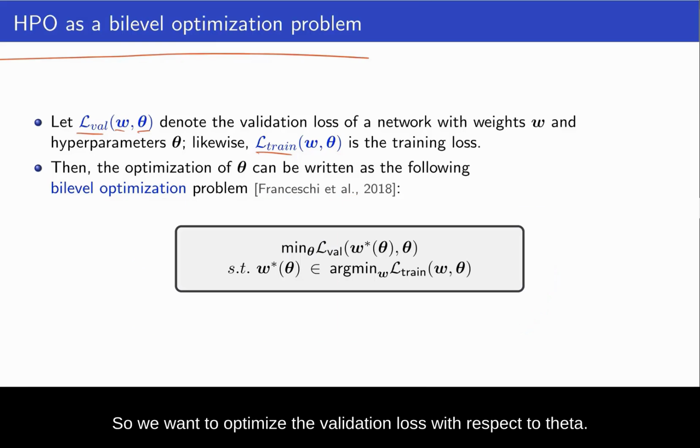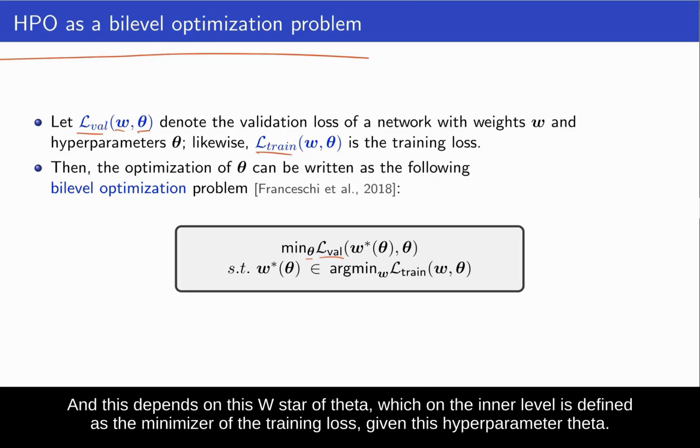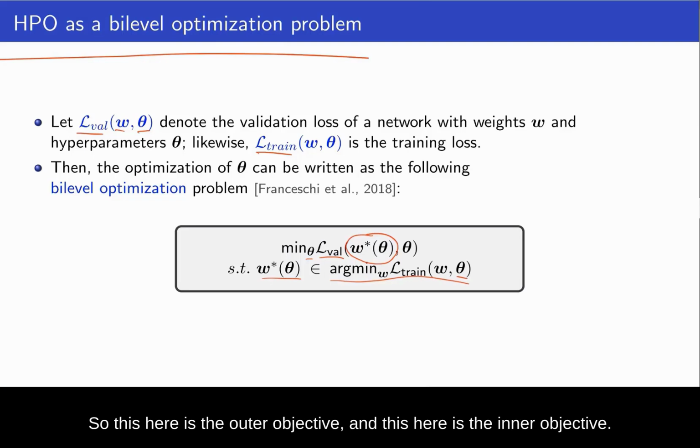So we want to optimize the validation loss with respect to theta, and this depends on this W star of theta, which on the inner level is defined as a minimizer of the training loss, given this hyperparameter theta. So this here is the outer objective, and this here is the inner objective.